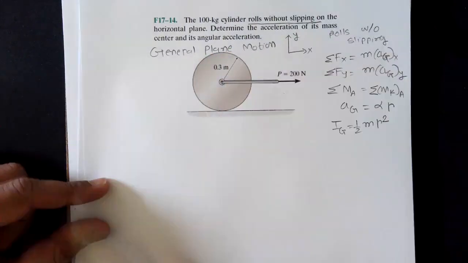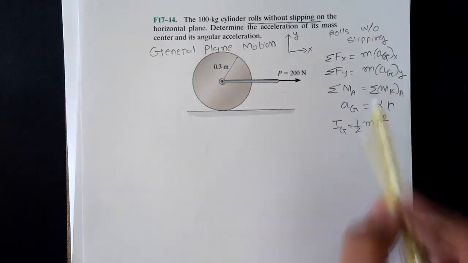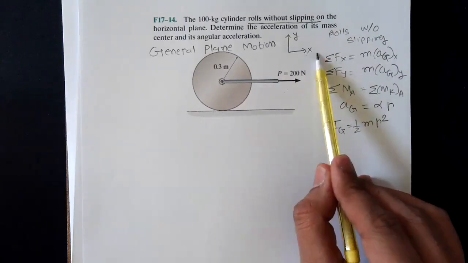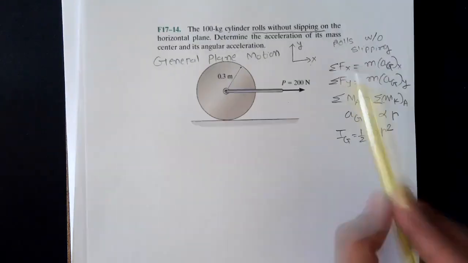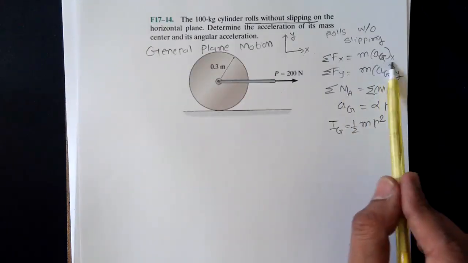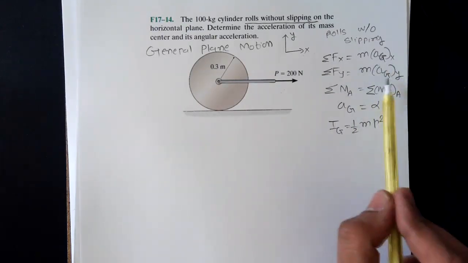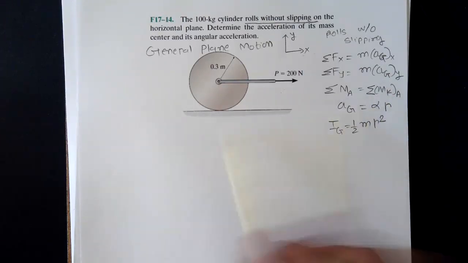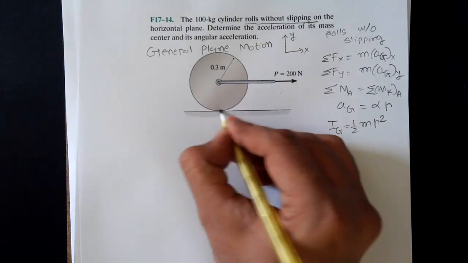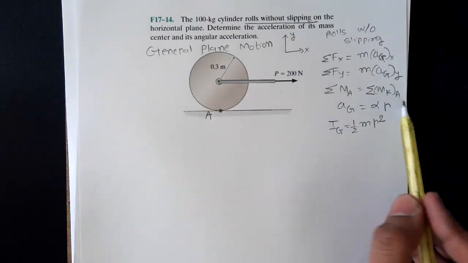Okay, so let me write it here. So that's general plane motion. And these are the equations for general plane motion, where we use the xy coordinate system. So I have defined xy here, where x positive is going right, y positive is going up. Sum of forces in x direction is mass times the x component of the acceleration of center of mass, and then the y component of the acceleration of center of mass. Sum of moments about point A, we call this point which is in contact with the ground point A, is equal to the kinetic moment about that point.